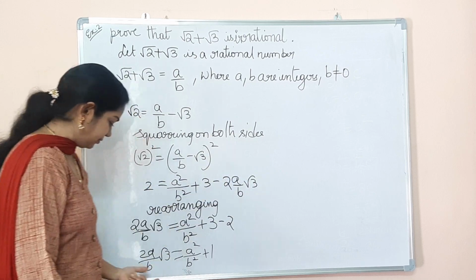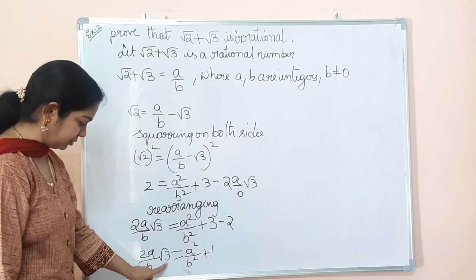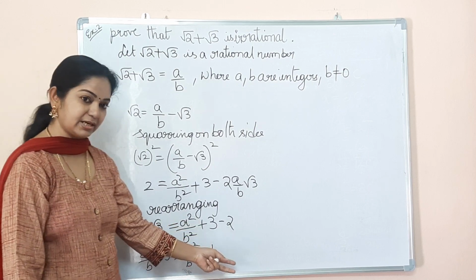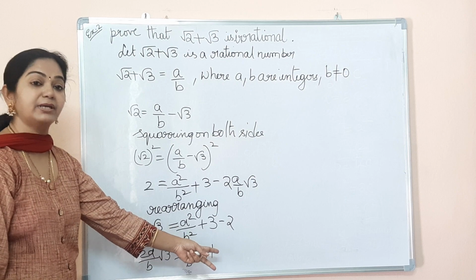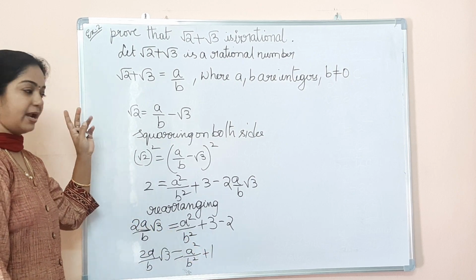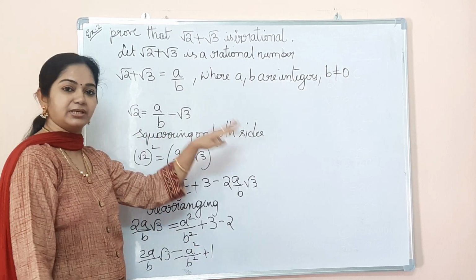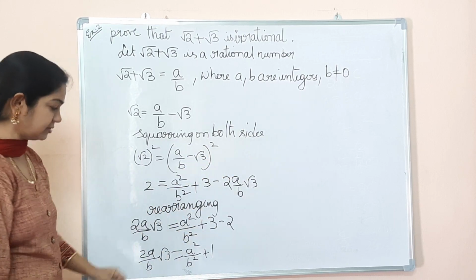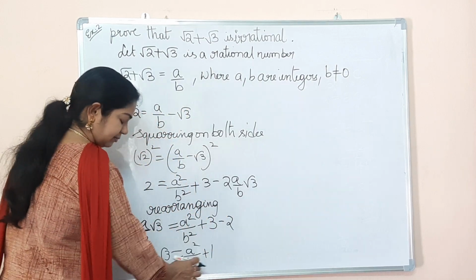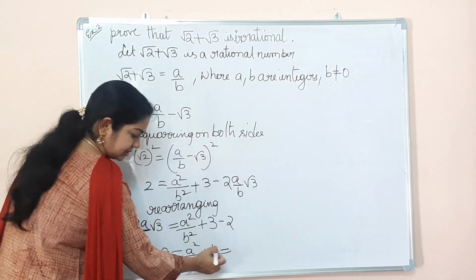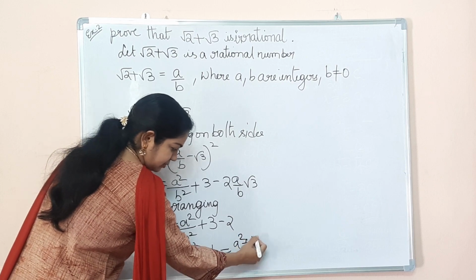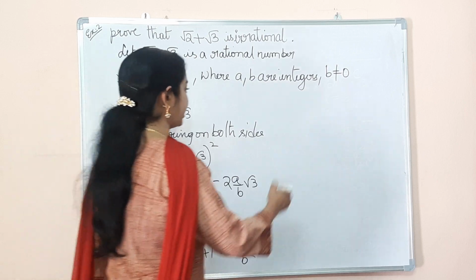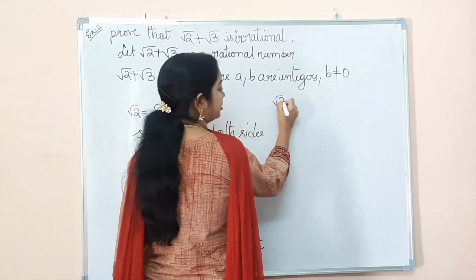Now I'll keep root 3 here and send the 2a by b, this fraction part, to the other side. If you send the fraction part to the other side, it becomes a reciprocal. Addition becomes subtraction, multiplication becomes division. When you send a fraction to the other side, it becomes a reciprocal. First, I'll take an LCM here, a square plus b square by b square. Now I'll send this fraction to the other side. So here root 3 is there.